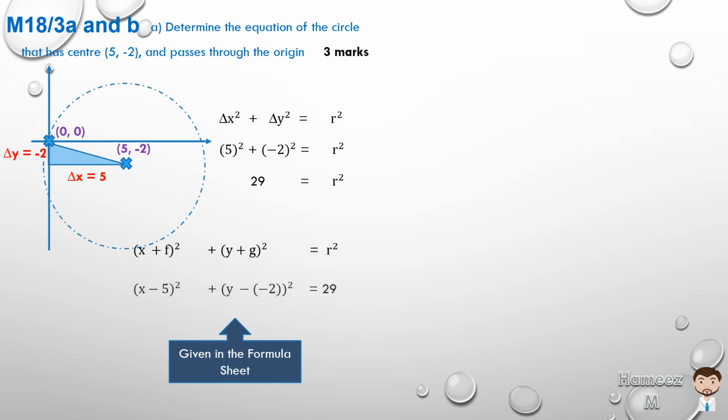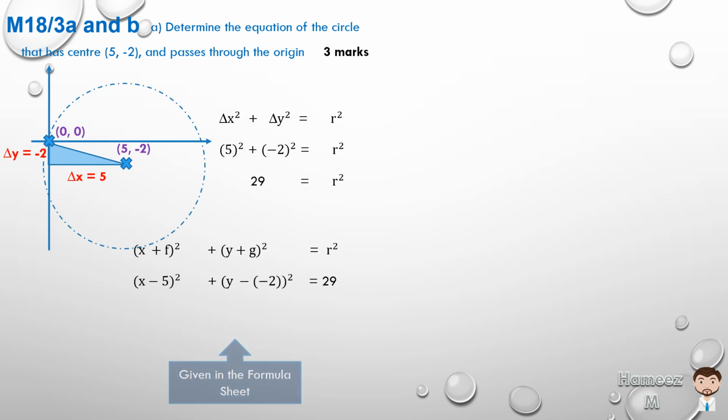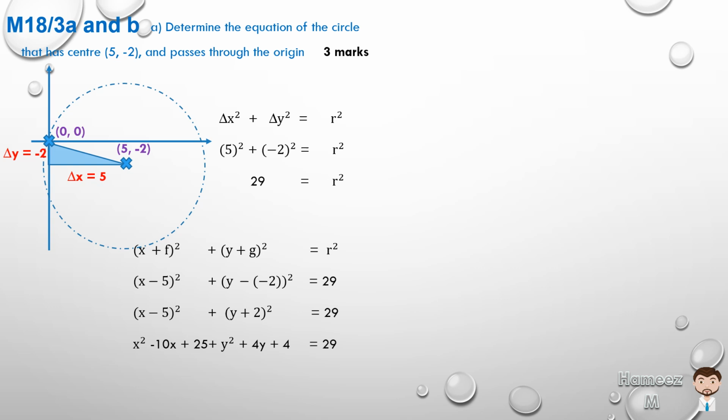So we're going to get x minus 5 squared plus y minus, what's the y coordinate of the center? Minus 2. So y minus minus 2 squared is equal to 29. So that gives us x minus 5 squared plus y plus 2 squared is equal to 29. And we can expand and simplify. So it's going to give us x squared minus 10x plus 25 plus y squared plus 4y plus 4 is equal to 29. And we can move everything across to be equal to 0. So it's going to give us x squared minus 10x plus y squared plus 4y. And we have 25 plus 4 is 29. We have 29 minus 29 is equal to 0.